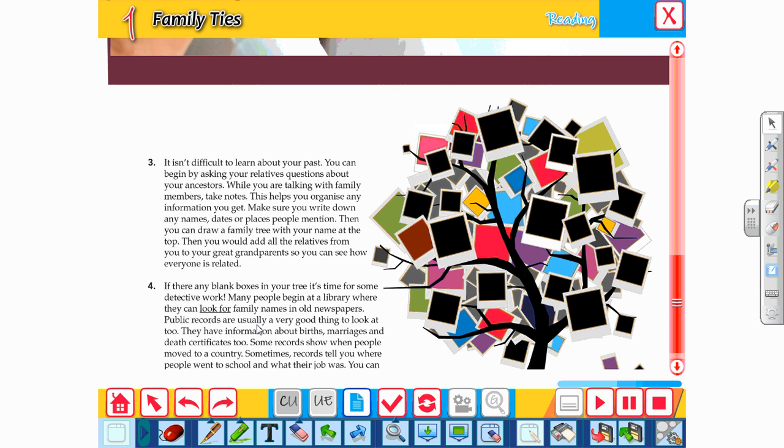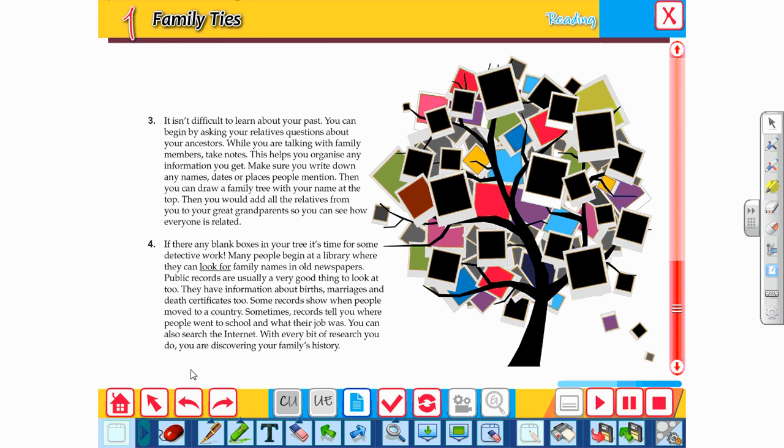Some records show when people move to a country. Sometimes records tell you where people went to school and what their job was. You can also search the internet. With every bit of research you do, you're discovering your family's history.